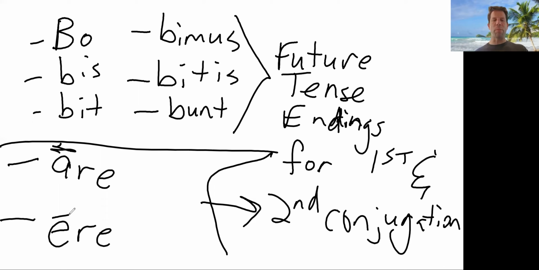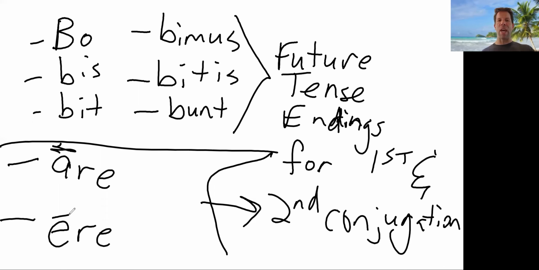Those are for the first and second conjugations. Now, I know, astute readers, you're saying, what are the first and second conjugations? Those are the conjugations whose infinitives end in either long ARE or long ERE. Those are conjugations like amo, amare, laudo, laudare. Then the second conjugation has fleo, flere, doceo, docere, taceo, tacere, and so forth. So for any of those, you would use the bo, bis, bit, bimus, bitis, bunt endings.